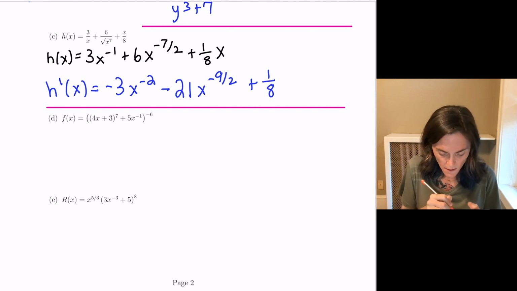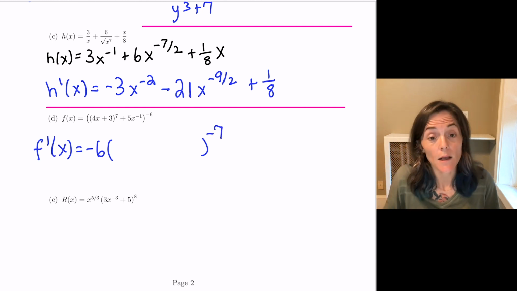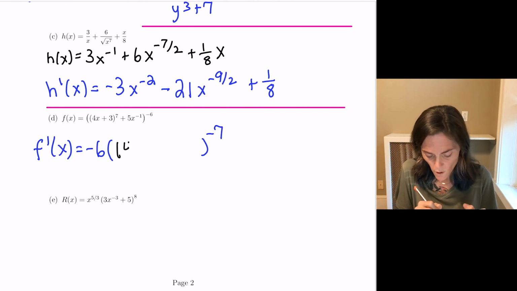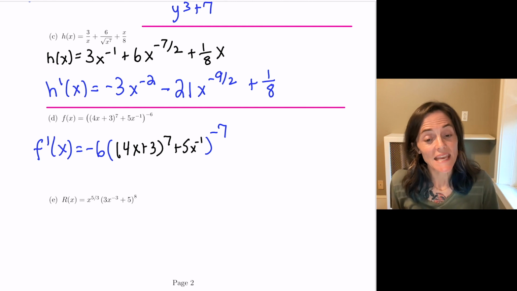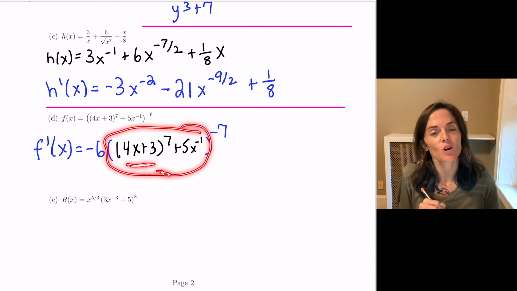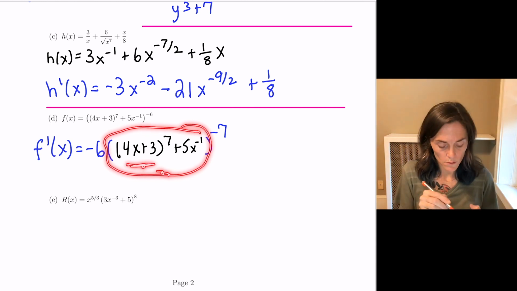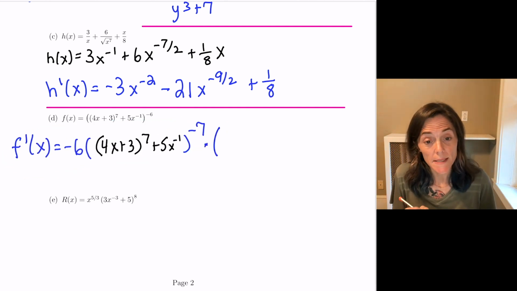So, f prime of x, derivative of the outside is here. Evaluated at the inside, we have 4x plus 3 to the 7 plus 5x to the minus 1, okay? When we multiply by the derivative of the inside function, I need to differentiate all of this. And this first term in and of itself is chain rule. Okay, let me move this over. Times, don't forget your parenthesis there.